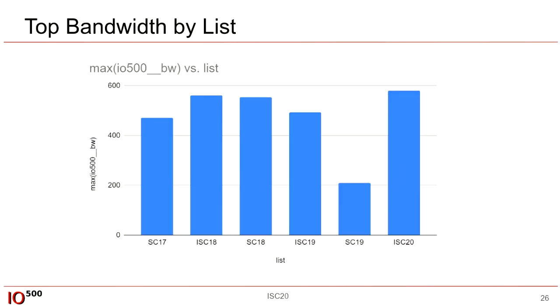So here is the top bandwidth that we had list over list. And you can see actually that we haven't had substantial improvement in bandwidth. The bandwidth per list has been flat. We actually even had a dip down in SC19. We didn't have any super high bandwidths in SC19.